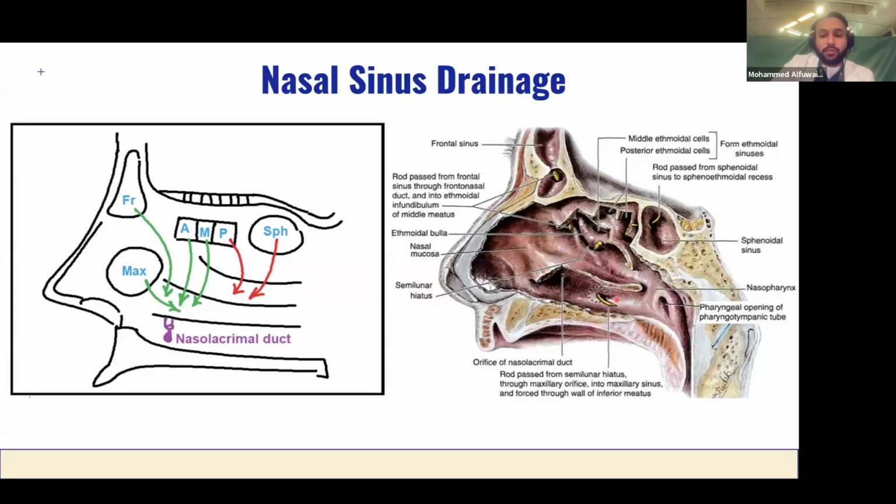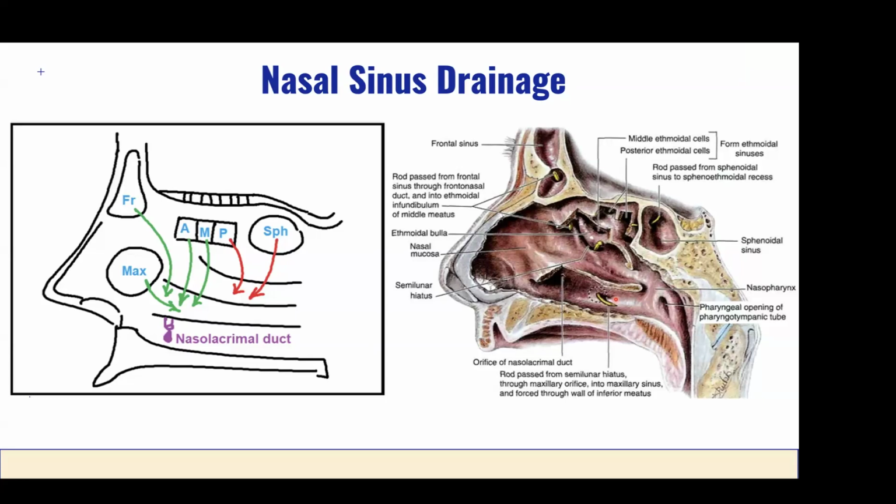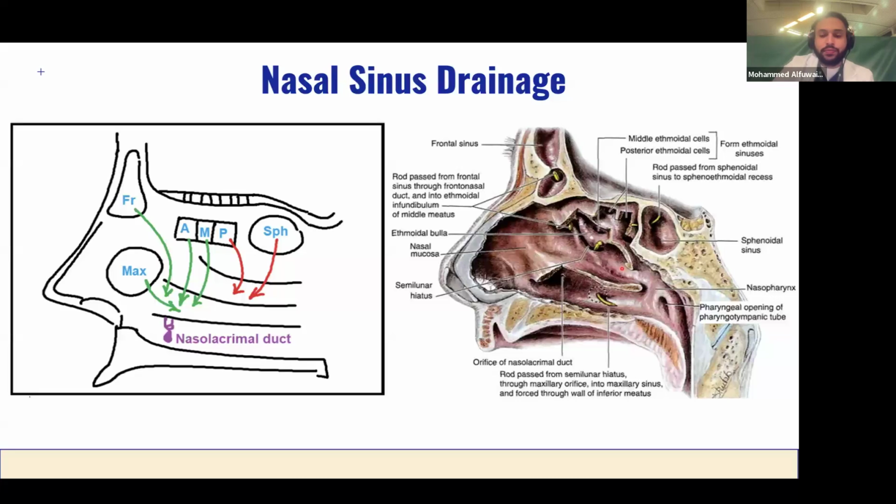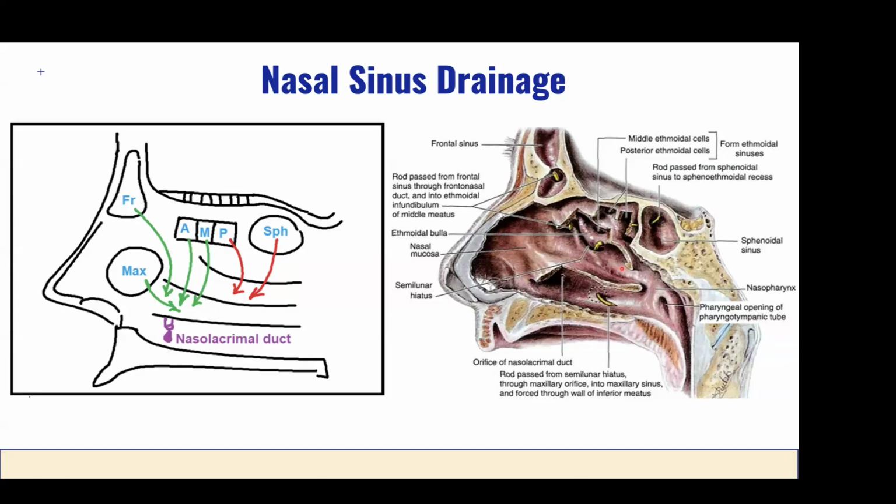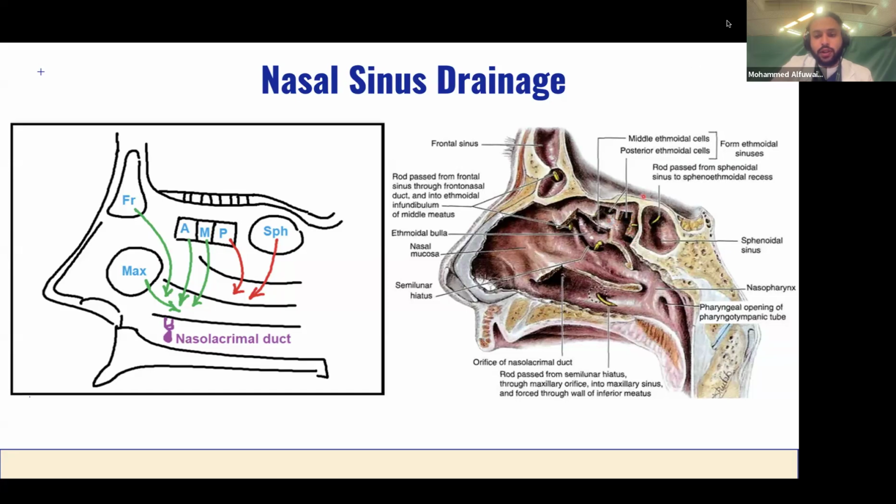Now the inferior meatus will have one thing draining into it, which is what? Nasolacrimal. How about the middle? You'll have multiple things, all of them except the posterior ethmoidal and sphenoidal. Sphenoidal will drain into the, what's it called? The sphenoethmoidal recess, and the posterior ethmoidal will drain into the superior meatus.